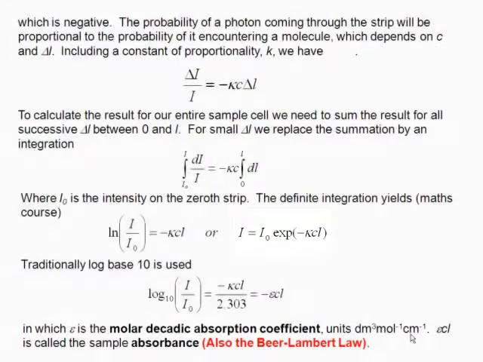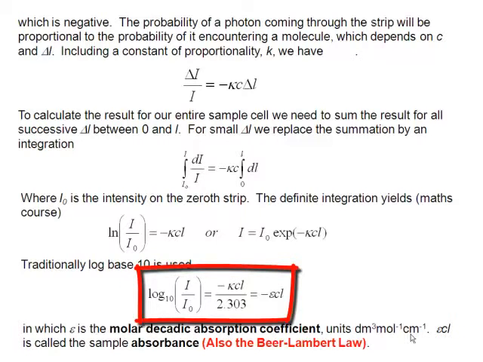The traditional way to assess the logarithm of I over I0 is to use logs to the base 10. So we write that as log to the base 10, and that means on the right-hand side we have to make a correction, dividing by 2.303. And so we include that 2.303 correction into our constant of proportionality, which was k, and that now becomes epsilon. Epsilon is just k divided by 2.303.